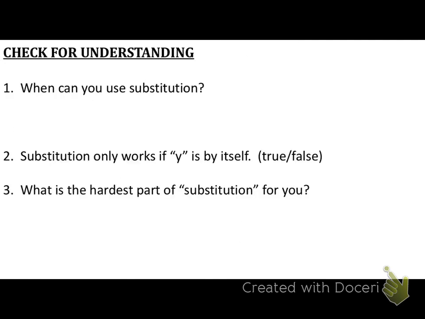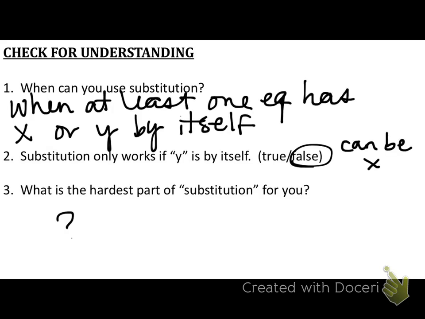All right, so you have a check for understanding. I'd like you to pause this video and fill it out. So when can you use substitution? You can use it when at least one equation has x or y by itself. Substitution only works if y is by itself. False. It can also be x. Number 3, what is the hardest part of substitution for you? This was just a moment for you to reflect on the steps. Is it where you have to substitute 1 over? Is it where you have to solve for one variable and then go back and plug it back in to find the other one?